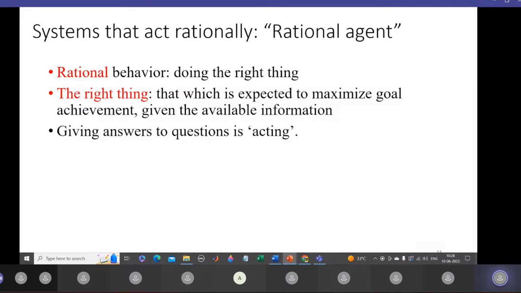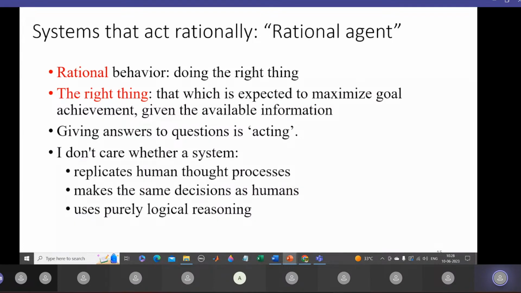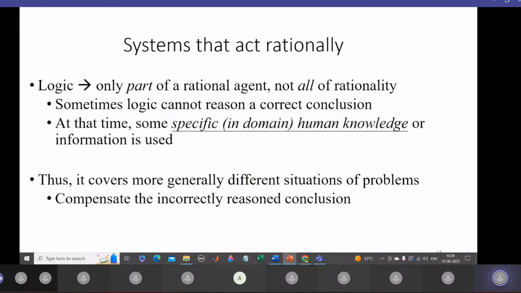So giving answers to the question is acting. I don't care whether a system replicates the human thought process, duplicates the human thought process, makes the same decisions like human beings, or uses logical reasoning. We don't worry about that. So when you look into the system that acts rationally, you have logic. It's a part of your rationalization, not all of your rationality. It's only a part when you say logic.